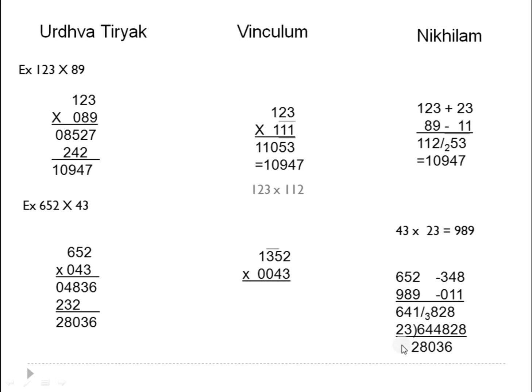Why? Because you multiplied the number with 23. So now you are going to divide it by 23. That gives you the result of 28036. If someone finds this division difficult, it is simply better to go for Urdhva Tiryak. This is just to explain how to do it through Nikhilam Sutra.